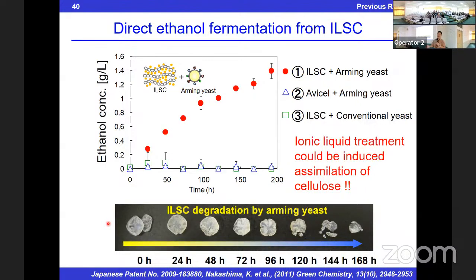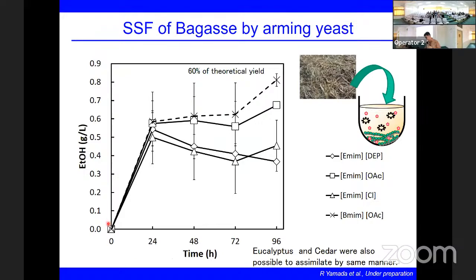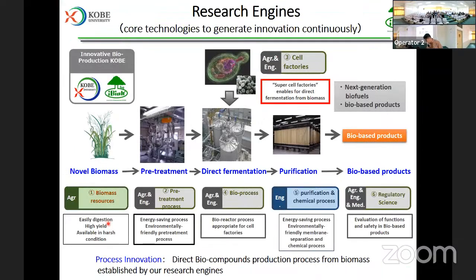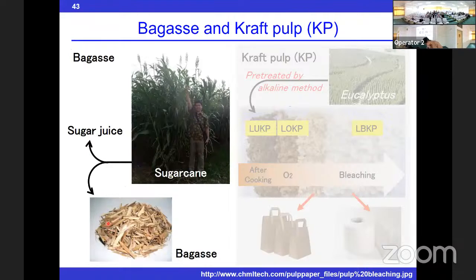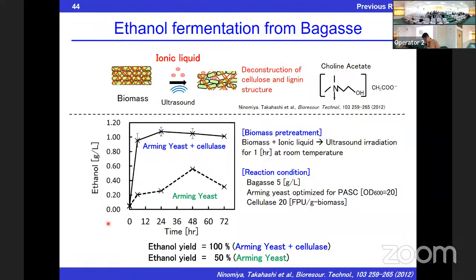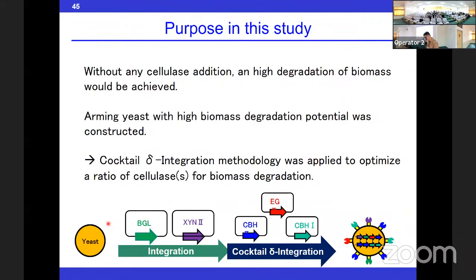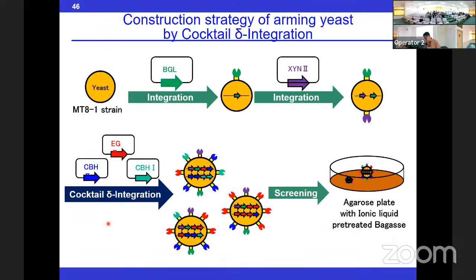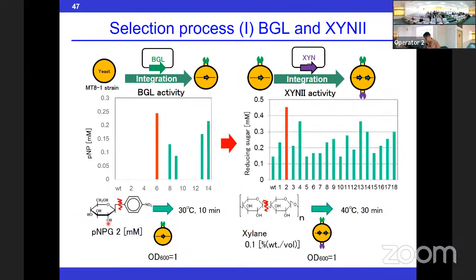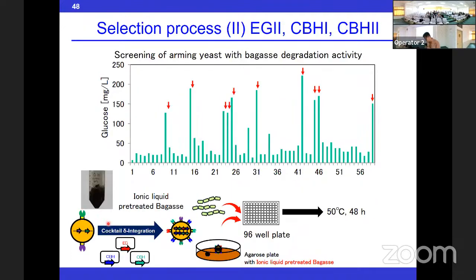So anyway, our team in Kobe established the arming technology. This is a display technology of enzymes on the surface, and we also have good results in ethanol fermentation. We also applied this to sugarcane, and again applied the screening and optimization for sugarcane. There are many results, but I'll skip them, sorry.